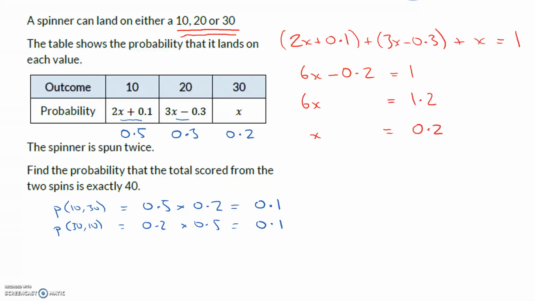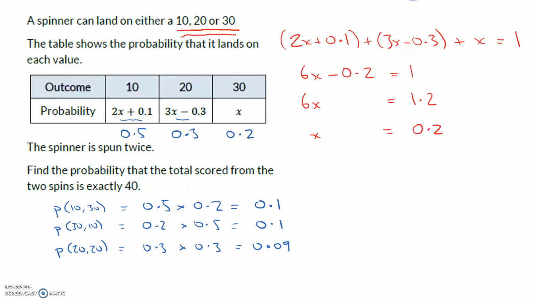How else could we roll a 40? The total being 40. We could roll a 20 and a 20. So the probability of getting a 20 and then a 20 is 0.3 squared. 0.3 times 0.3. 3 3s are 9. We want 2 digits after the decimal point. 0.09. And are there any other ways that we could get a total of 40? Don't think so. 10 and then a 30. 30 and then a 10. 20 and then a 20, that's it.